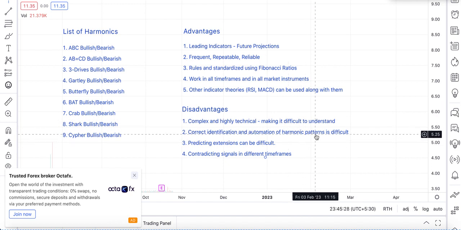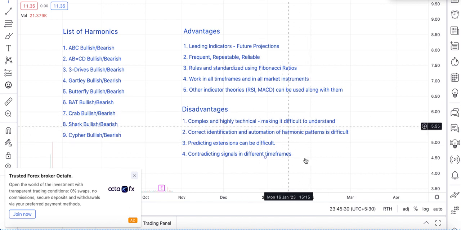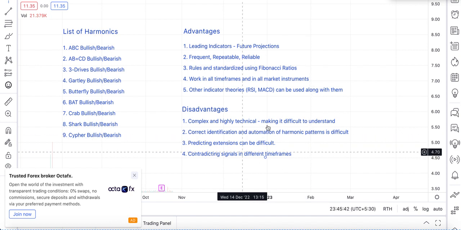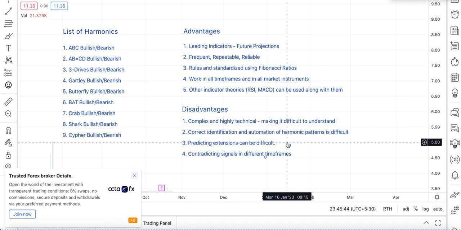Now, disadvantage one, we've already discussed one of the disadvantages, the biggest one being that these are slightly complicated and slightly technical to make and understand. Therefore, it becomes slightly difficult to plot them specifically in real time and even to automate them. Next one being that predicting extensions can be difficult.